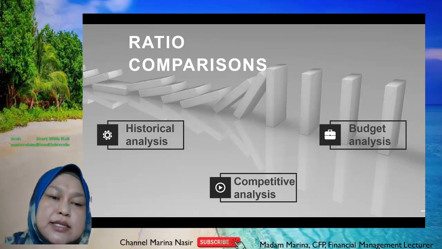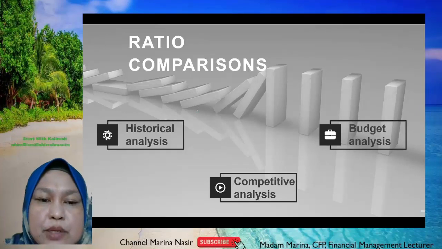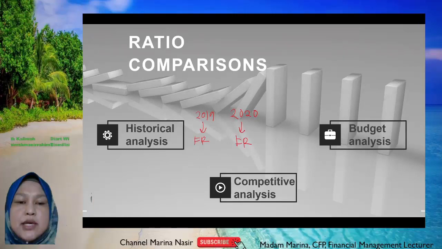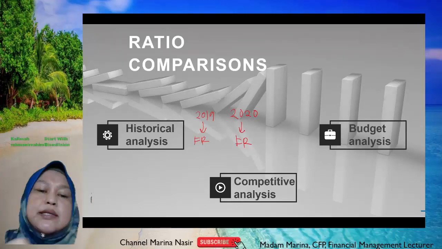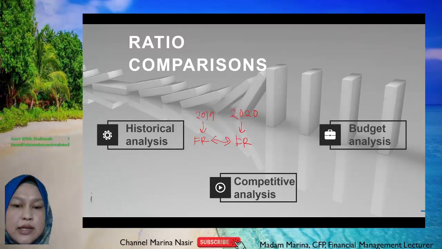What is historical analysis? For example, we have the financial statements for 2019 and the financial statements for 2020. We calculate the financial ratios for 2019, and also for 2020, and then we compare the ratios calculated. This is what we call historical analysis.